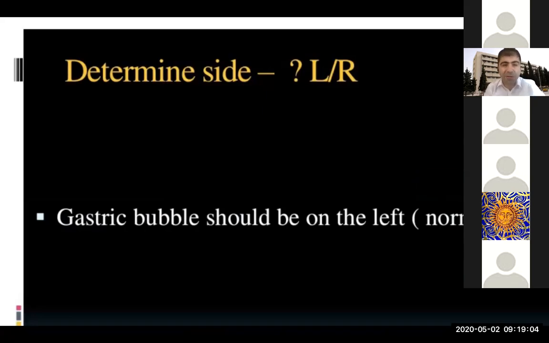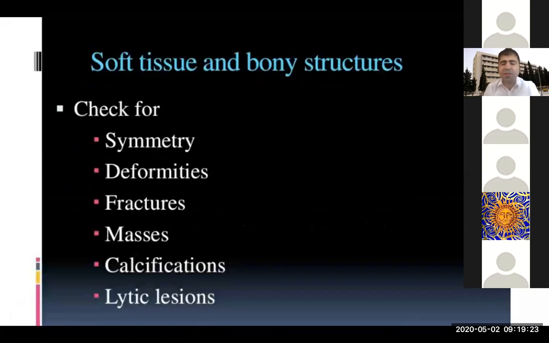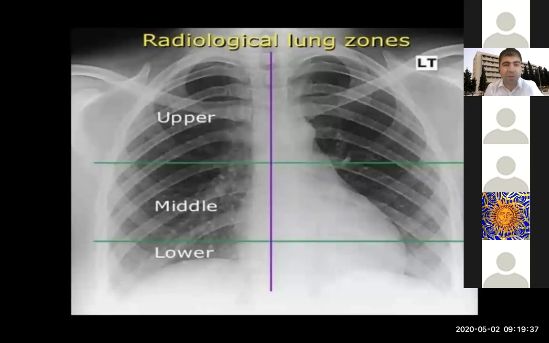The gastric bubble is important to check on the left side, below the left hemidiaphragm, just to know that the patient is normal and to exclude situs inversus. We will check every soft tissue and the bony cage for any asymmetry, deformities, fractures, any big masses or calcification, and any lytic lesion in the bone. So we must not miss any bony lesion.